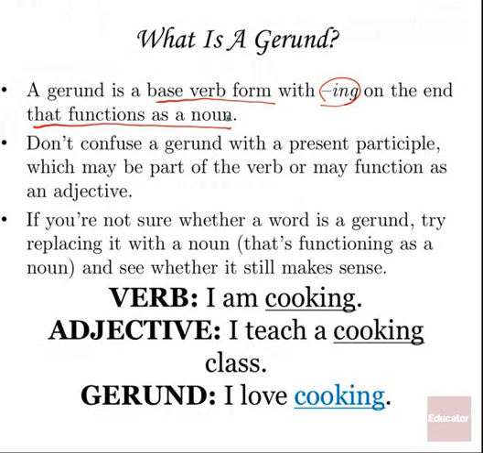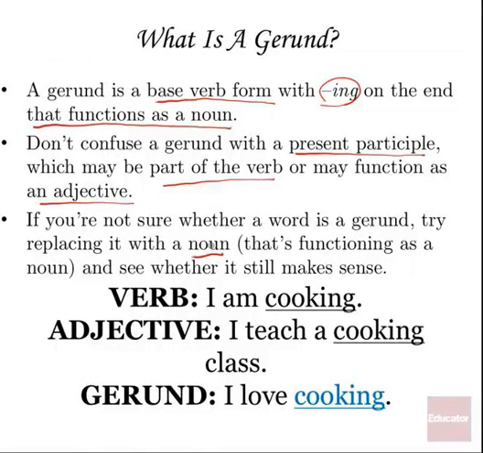Don't confuse a gerund with a present participle, which you'll have studied in an earlier lesson. A present participle is the base form of a verb with ing on the end. They look exactly like gerunds, but you can't get them mixed up because a present participle may be part of the verb or it may function as an adjective. What defines a gerund is that it functions the same as a noun or pronoun. What it does in the sentence determines what it is. If you're not sure whether a word is a gerund, try replacing it with a noun that's functioning as a noun and see whether it still makes sense.